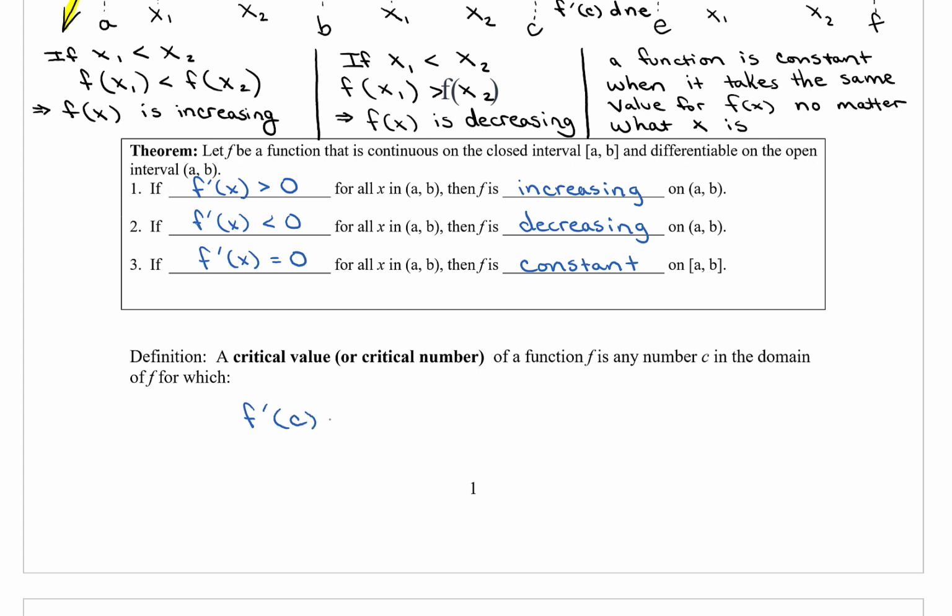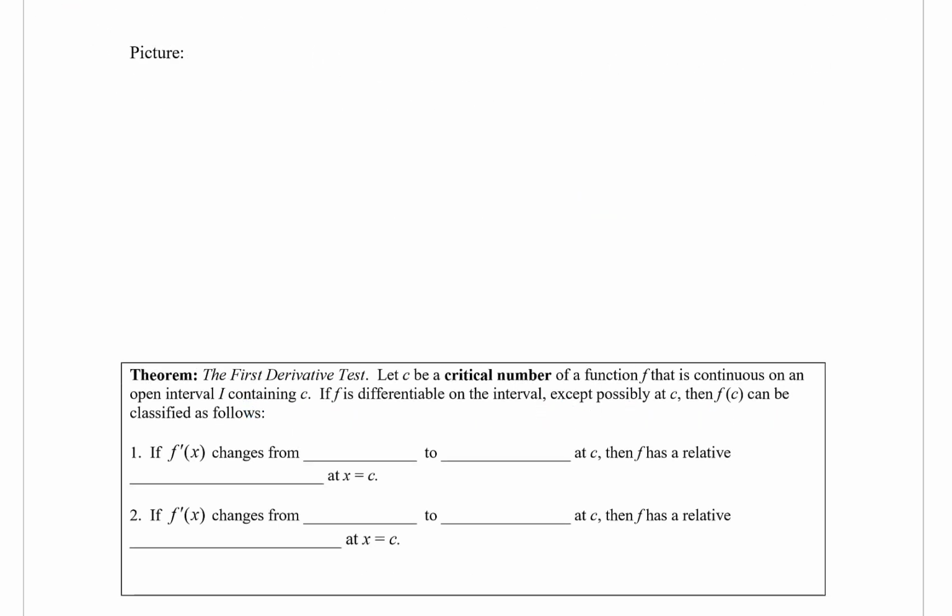Definition. A critical value or critical number of a function f is any number c in the domain of f for which f prime of c equals 0 or f prime of c does not exist. So in order to find critical values, we're going to have to find the first derivative of f, and we are going to have to find those solutions when we set f prime of c equal to 0, or find where f prime of c does not exist.